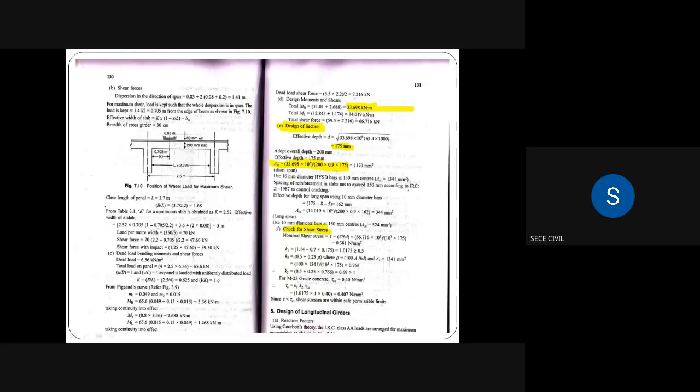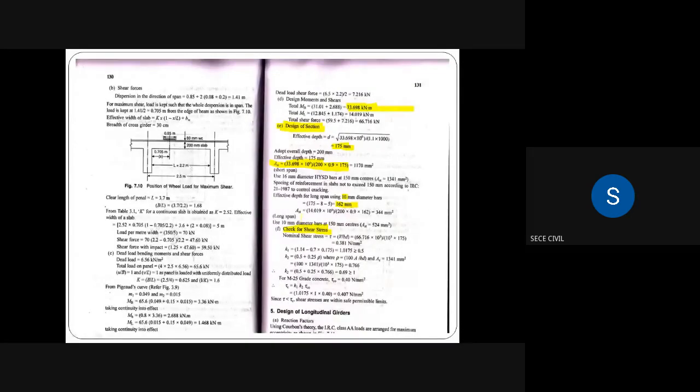So half of the dia bar: 175 minus 8. And for long span, we are providing 10 mm dia bars, so we have to minus half of the dia. So 175 minus 8 minus 5, so 162. So 162 is the effective depth for a long span. For a short span, we kept the effective depth as 175, and for long span, the effective depth is 162.